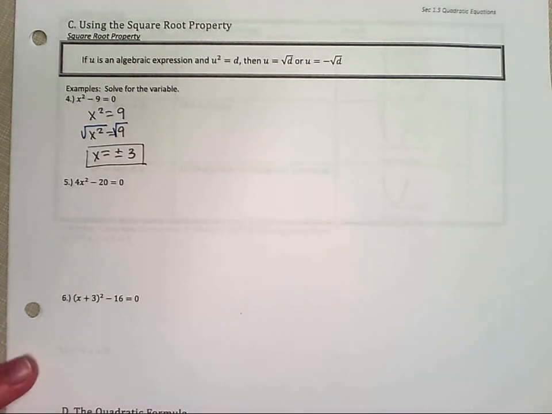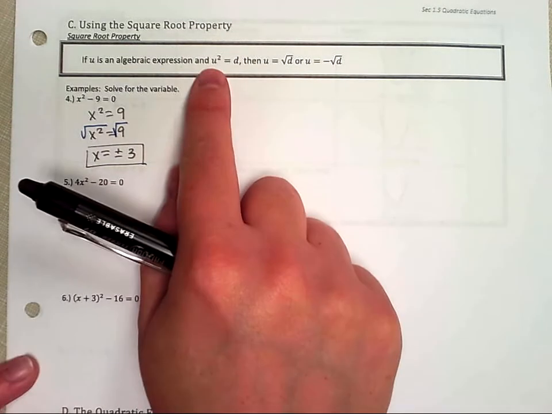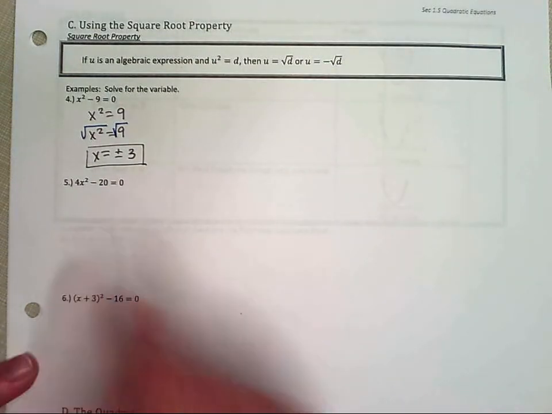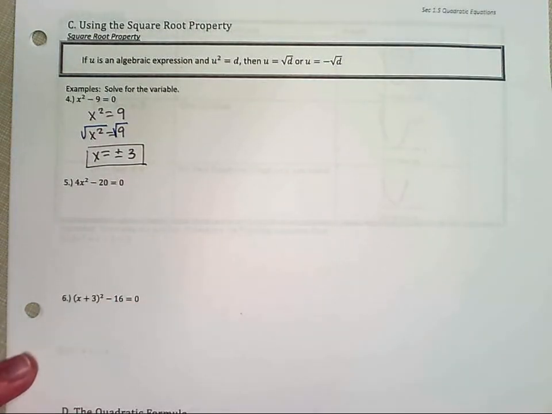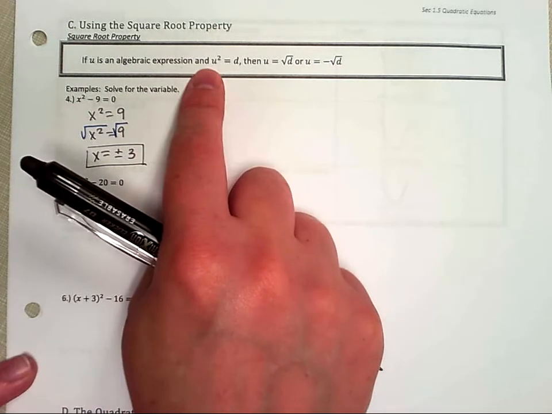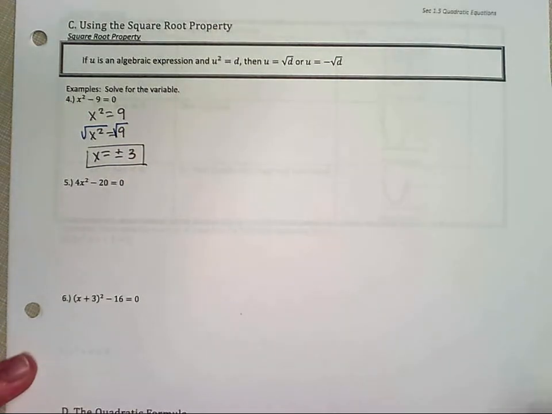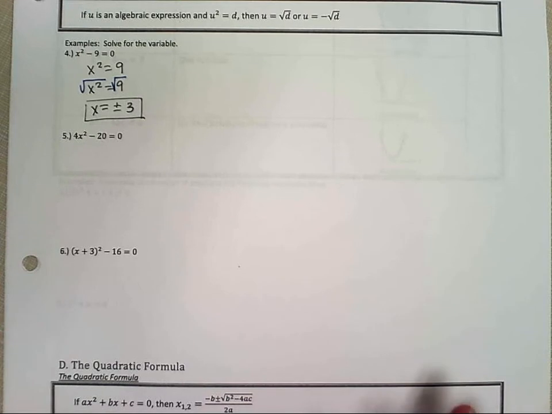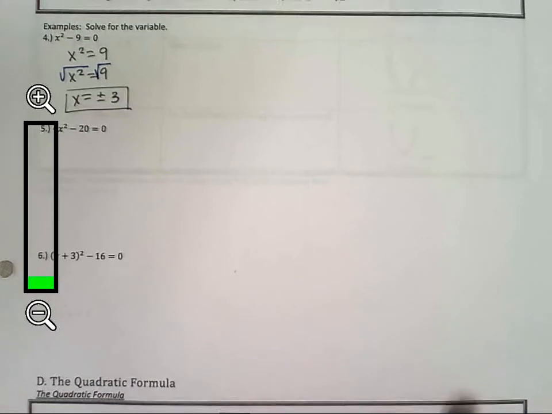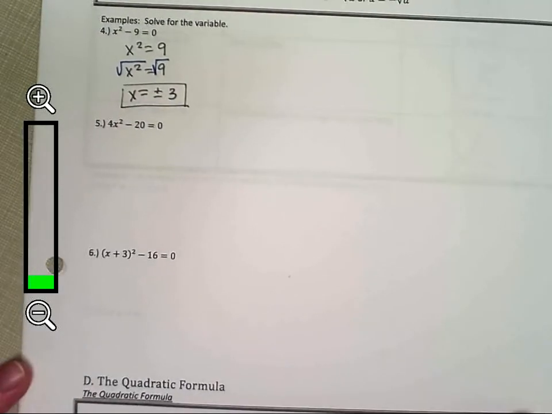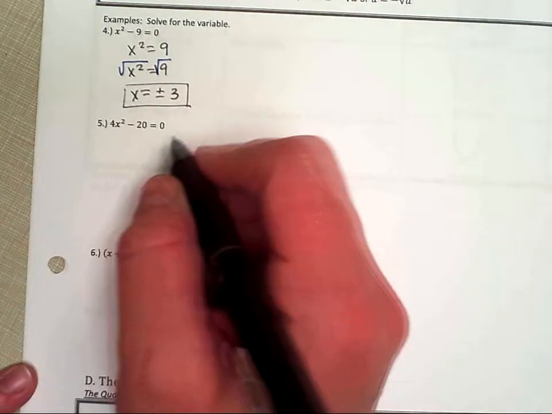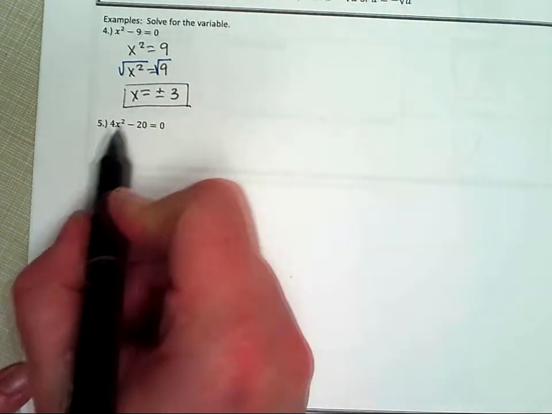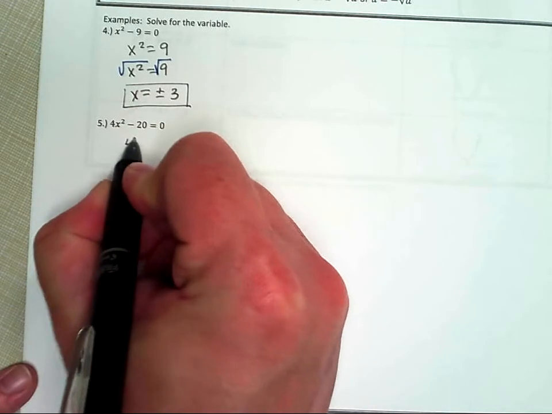So number 5. Basically, I'm isolating my variable here, right? I'm isolating my squared term. Once I isolate the squared term, then I can take the square root of both sides. So number 5 says 4x squared equals 20. So I want to isolate my squared term. Who can help me? So I have x squared. I can add 20 to both sides.